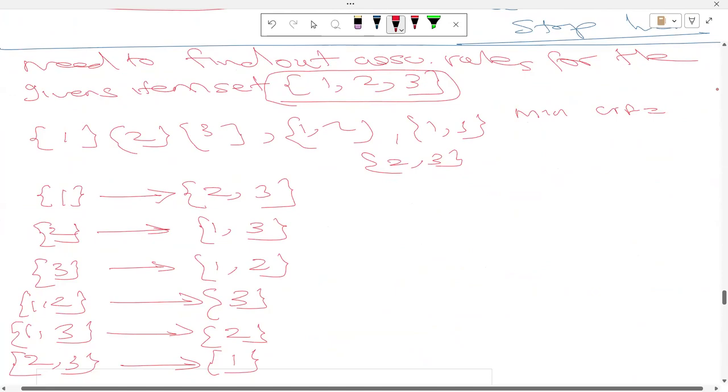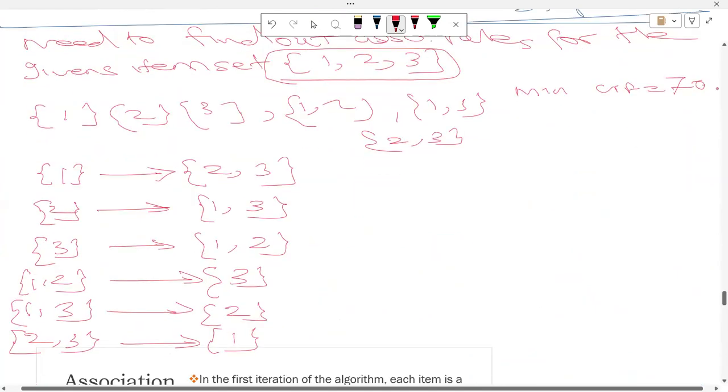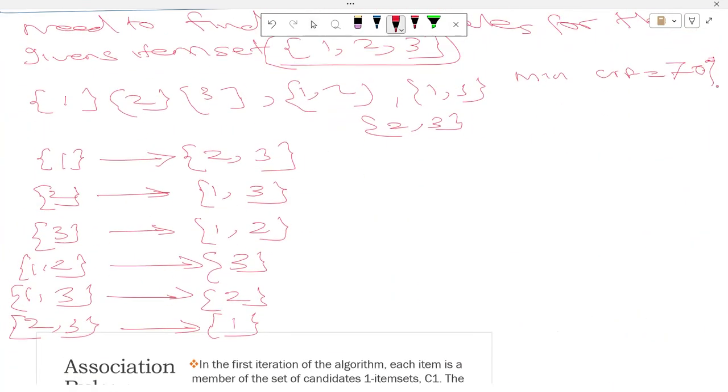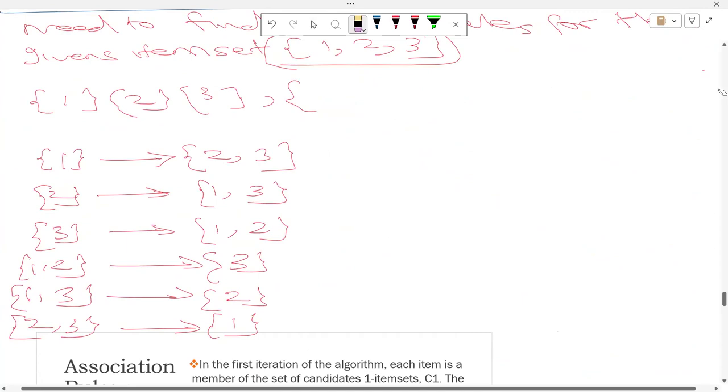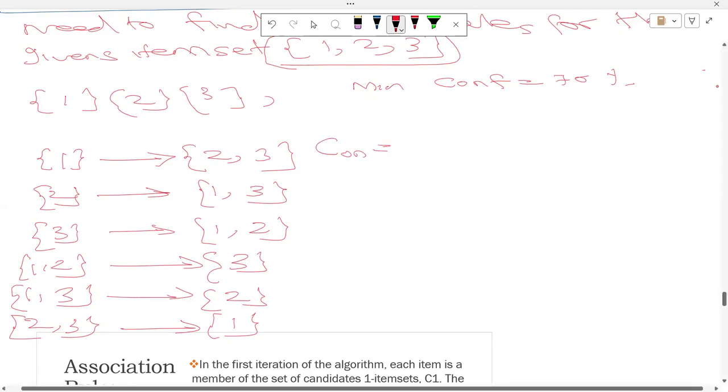In the question, they tell you the minimum confidence is 70%. So the minimum confidence of 70% means that for all these 6 rules, we need to calculate the confidence and check whether they satisfy it or not. So first, we need to calculate the confidence for this first one.